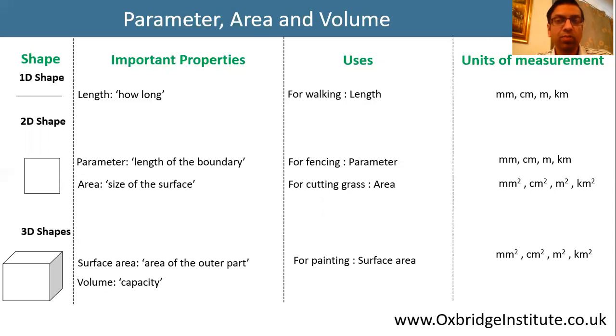The second important property is volume, which is also known as capacity. So if we were to fill this cube with water, we would need to understand how much capacity or how much volume of water it can hold. The units of measurement are going to be millimeter cube, centimeter cube, meter cube, or kilometer cube. So these are some basic properties for shapes.